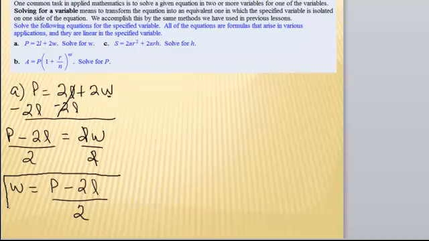Keep in mind, you cannot reduce those 2's because you have 2 terms here. The only way you would have been able to reduce this 2 is if there had been a 2 here you could reduce with it.